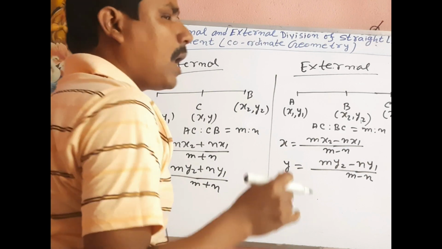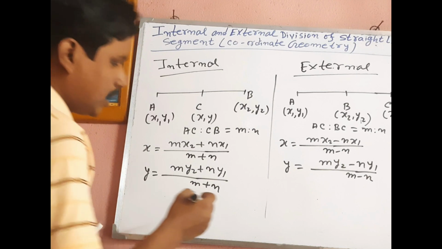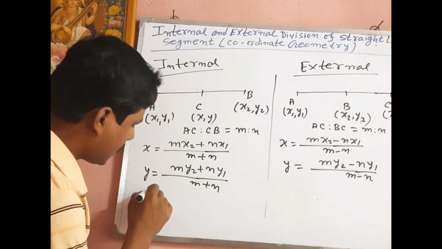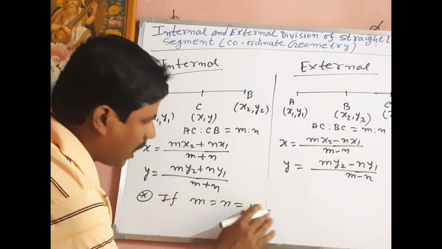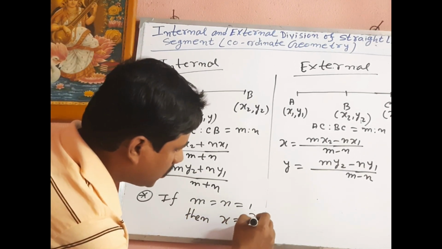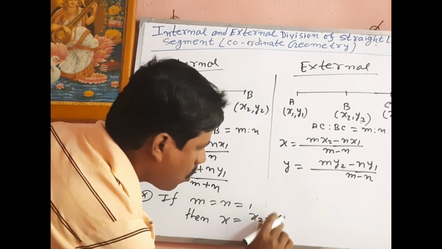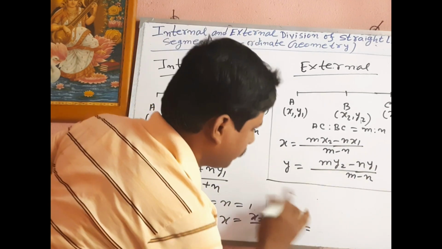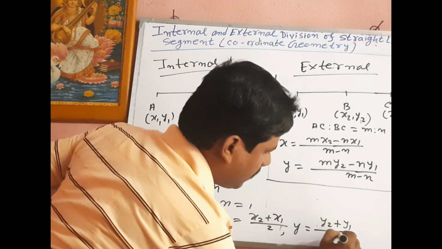These are the two formulas of this chapter, which are important. Suppose in internal division, if m is equal to n is equal to 1, then x is equal to (x2 plus x1) divided by 2, y is equal to (y2 plus y1) divided by 2.